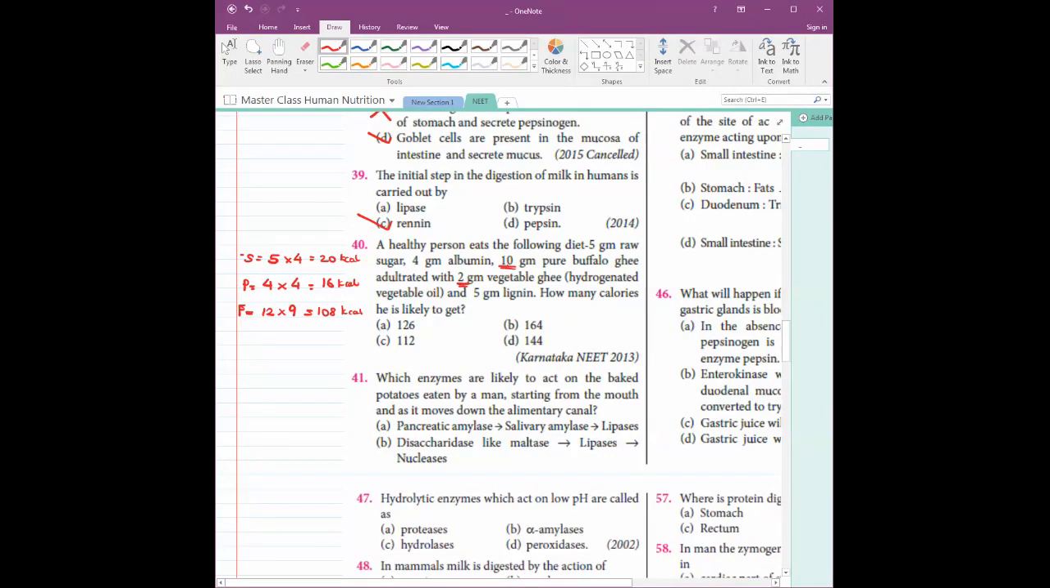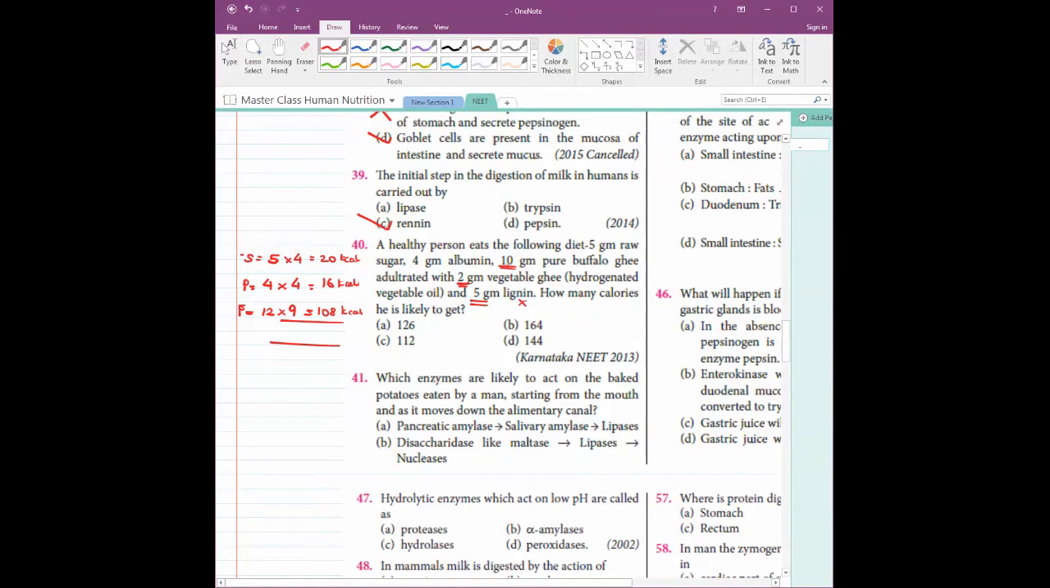And then he also has 5 grams of lignin. But is lignin going to be digested, guys? Is lignin really going to be digested in your body? No, we cannot digest lignin. So you have to do the maths and add this up, and we are not going to consider lignin because it is not digested.